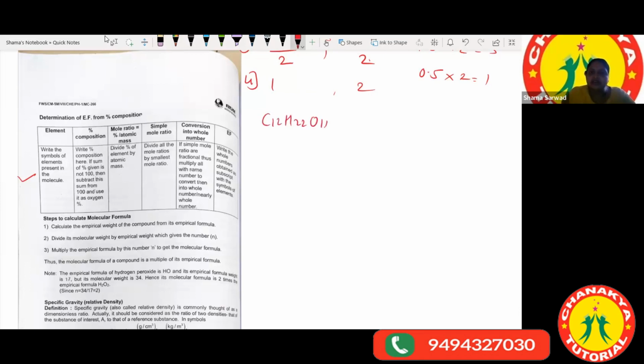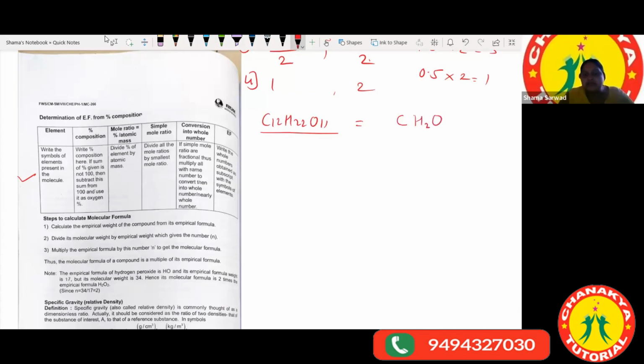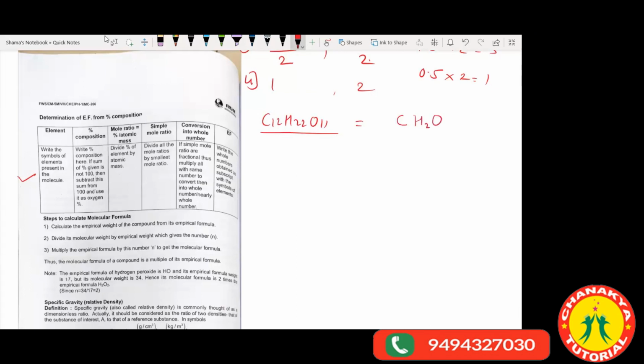C12H22O11. This is a molecular formula, correct? But then its empirical formula would be what? Its empirical formula? Ma'am, CHO. CH, O. But then H how many? 2. Correct? Yes, ma'am.